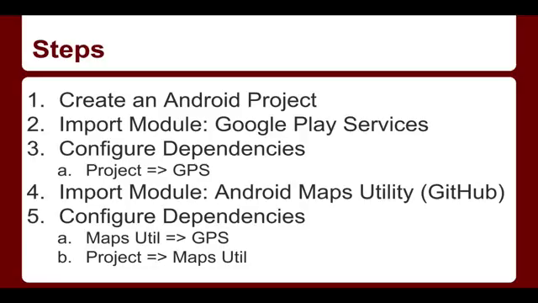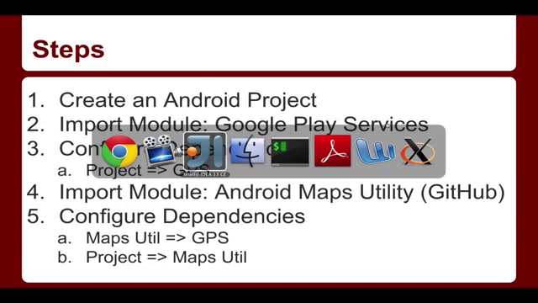And then the second module that we're going to import is the Android Maps utility, which can be downloaded from GitHub. The last step is to configure the dependencies between the Maps utility and the Google Play Services Library, and then between the project and the Maps utility. So let's switch to IntelliJ.